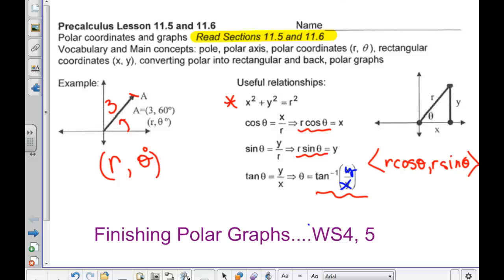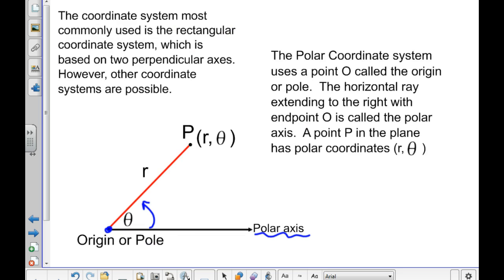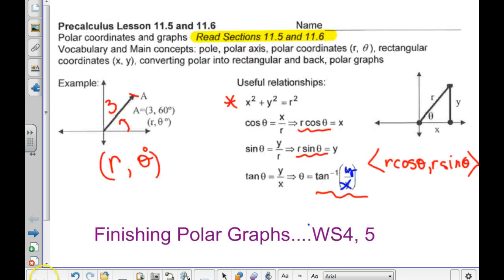All right. Finishing polar graphs. We were on worksheets 4 and 5 from an old packet. Remember? At the top of worksheet 4 were all the really important things you need to know for this, right here in this little box.